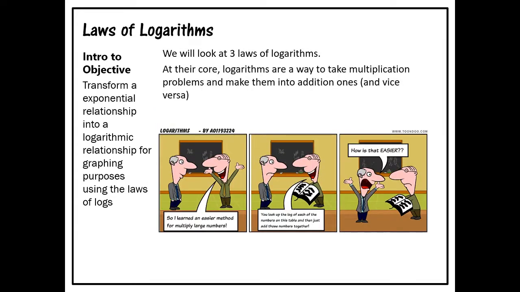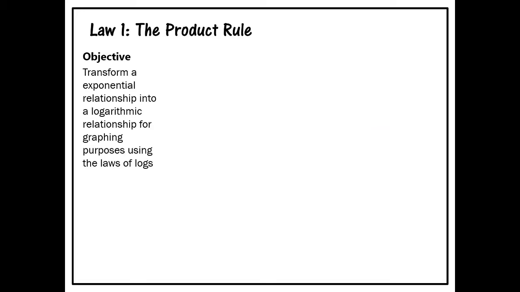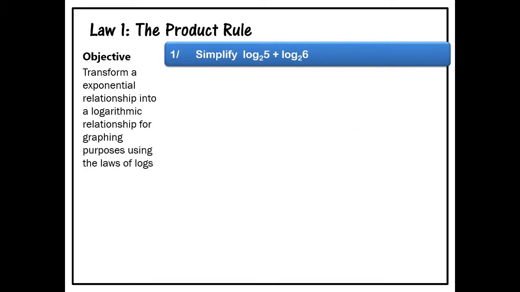So we're going to look at 3 laws of the logarithms, and at the core, logarithms are a way to take multiplication problems and make them addition ones, and vice versa. So let's look at the first one. It's called the product rule, and I'm going to show you it through an example. So it's log to the base 2 of 5, log to the base 2 of 6. There is no need to worry about what log to the base 2 means. I have just included it in the question to show you that this only works if these two log bases are the same. So in this case it worked because 2 and 2 are the same. It would only work if 3 and 3 were the same.